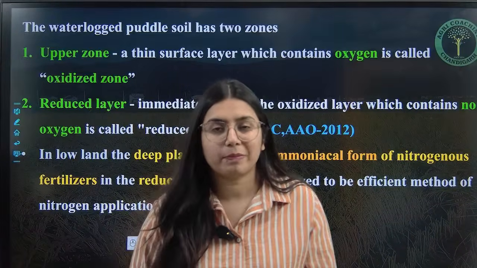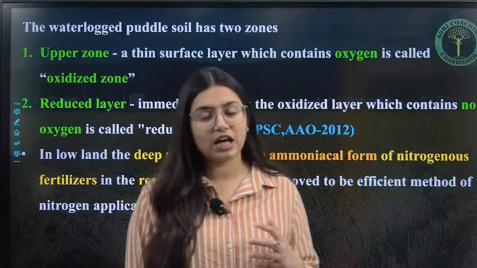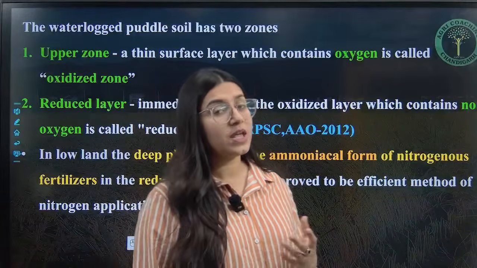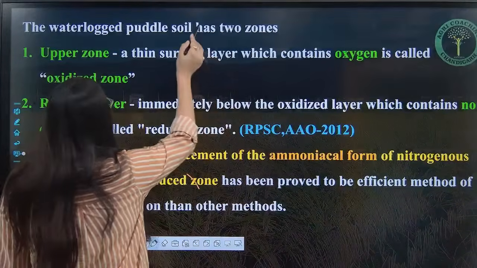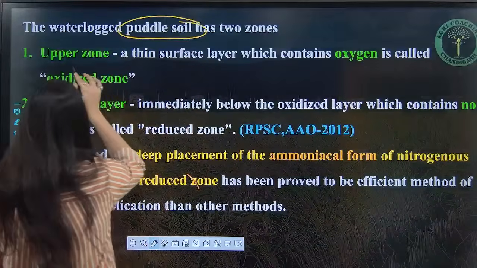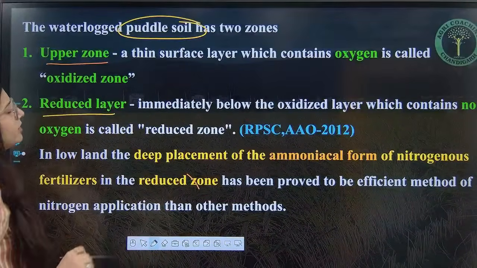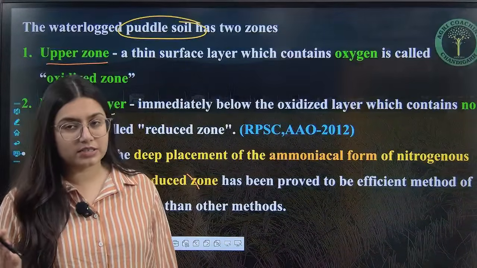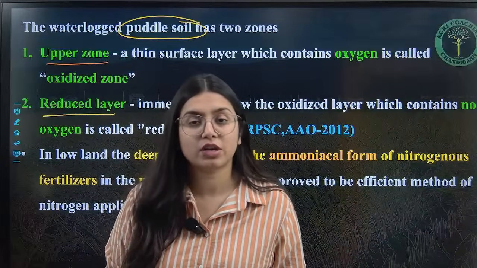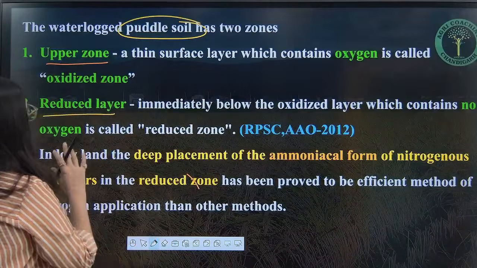So after puddling, we get the puddle soil. And that puddle soil is divided into two zones, the upper zone and the reduced layer.